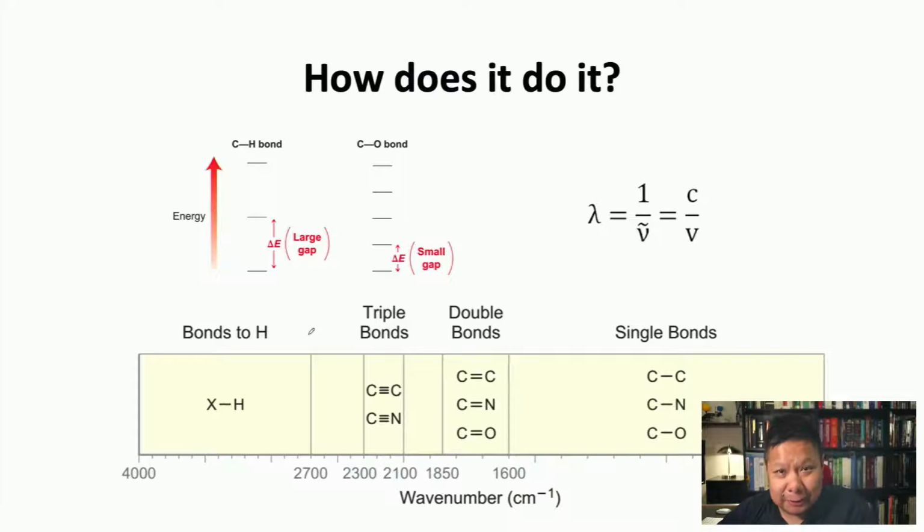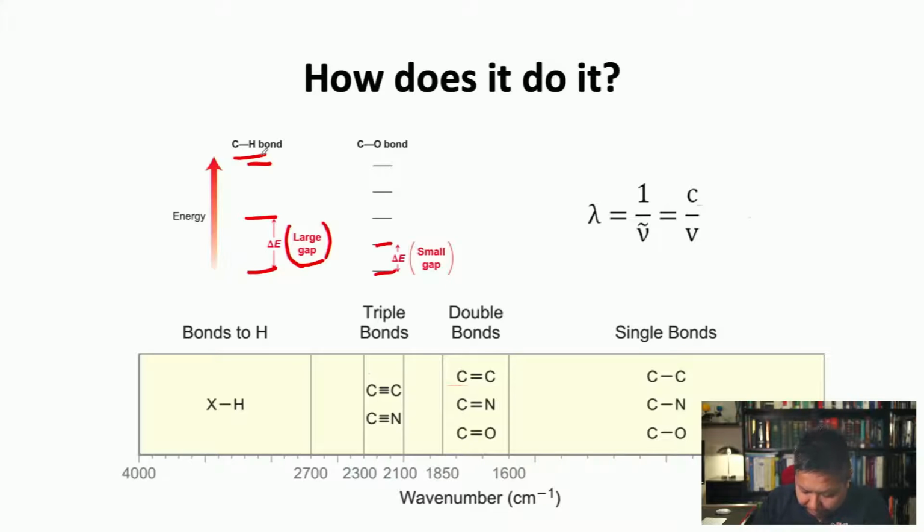So that stretching has a frequency, and that frequency corresponds to an energy using those equations that I showed you earlier in the pre-lab. And when you calculate what the energy is, it gives you these quantized energy levels. So, for example, if there's a large energy gap, like this one here, we have a CH bond.